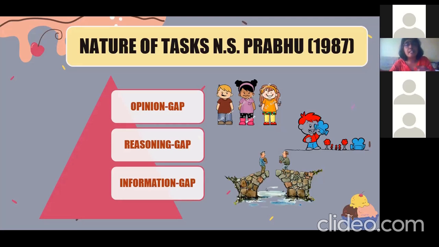So having said this about the nature of task by N.S. Prabhu, all teachers should make it a point to design tasks on the basis of these 3 categories. It is applicable to all subjects, not necessarily only for the English subject. It is applicable for all, and everyone should take the initiative of introducing or designing activities on the basis of these 3 categories. With this, I would like to go ahead with an activity.